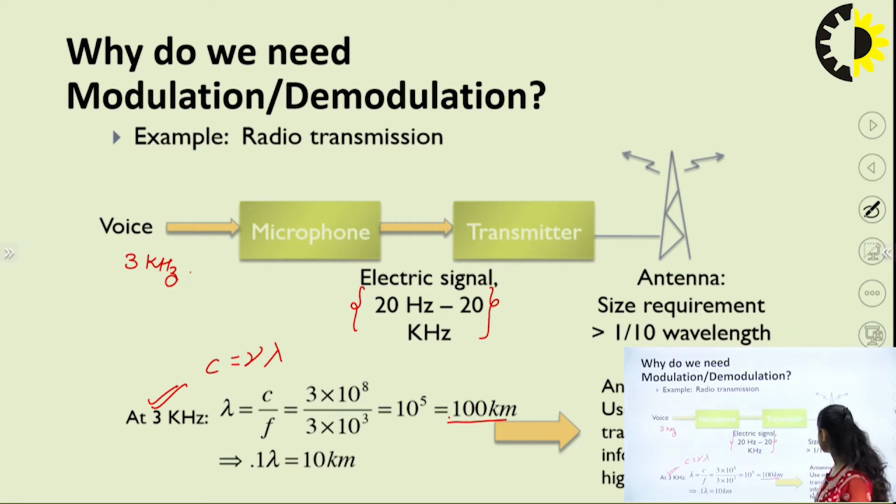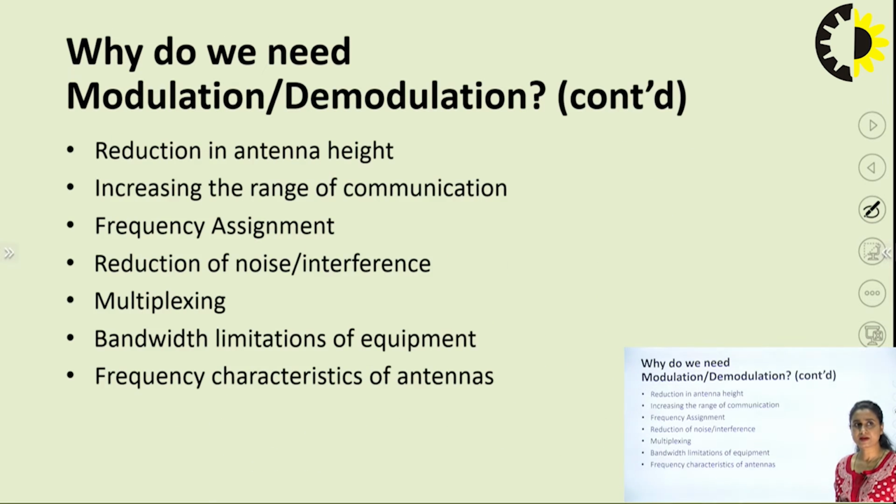So here we can see, even if the size of the antenna required is 1/10 of the wavelength, the antenna will be too large to install, which is an impractical height. So the need of modulation is explained here: reduction in the antenna height, increasing the range of communication. We can do it for long distance.